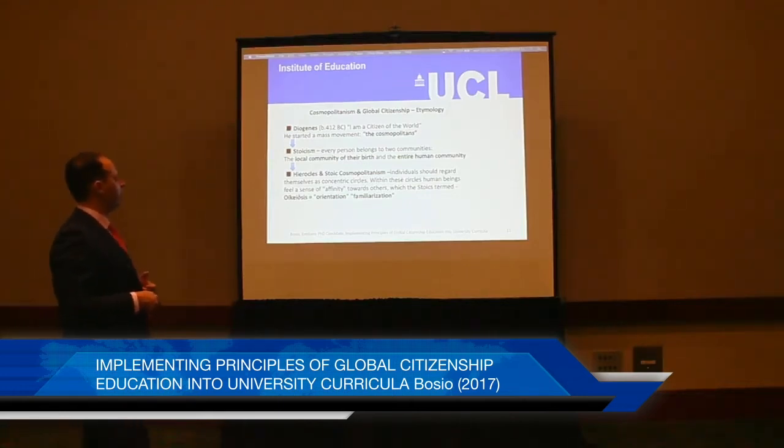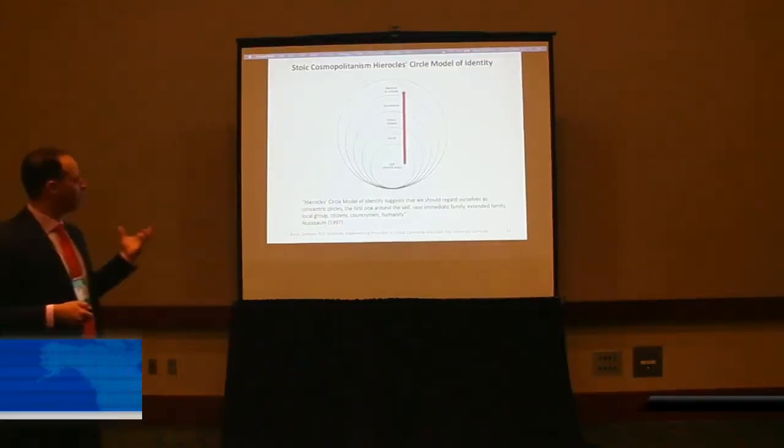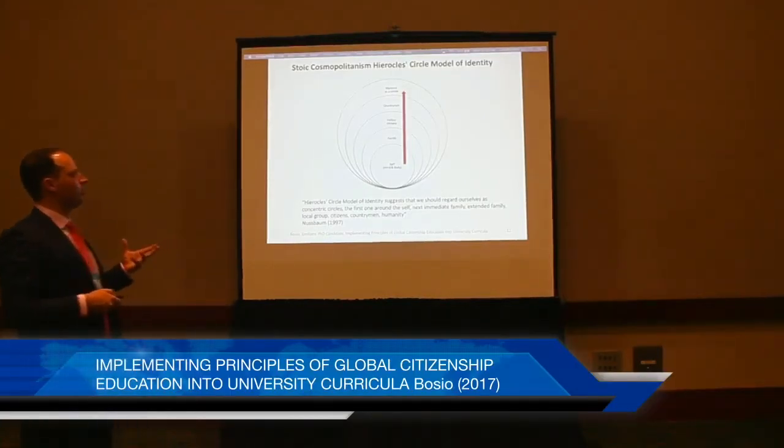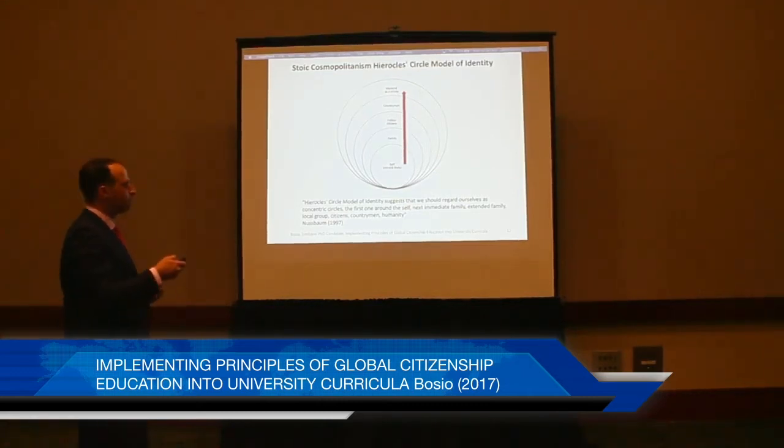And then Hierocles and Stoic cosmopolitanism is a next step. And we get to the Stoic cosmopolitanism in Hierocles' circle model of identity. This is another interesting point. So as you can see here, ourselves, mind and body, family, fellow citizens, countrymen, mankind as a whole. So this is another word for global citizens, right? So our students should tend towards mankind as a whole for them to feel that they belong to an entire community, right?